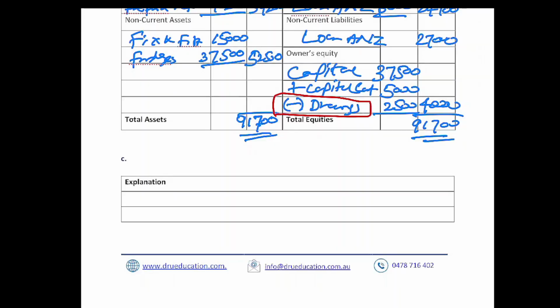Prepaid rent is a current asset because it is a present economic resource controlled by the entity as a result of a past event. Between brackets, what's the past event? Prepaying the rent. Close bracket. That will provide future economic benefits. What is the future economic benefit? Use of the premises. Close bracket, during the next 12 months.